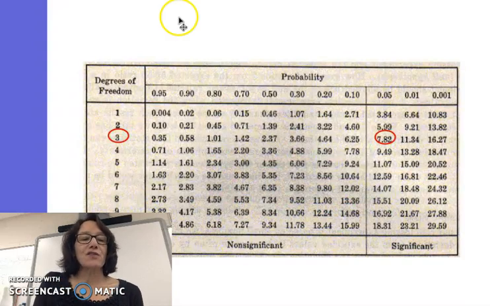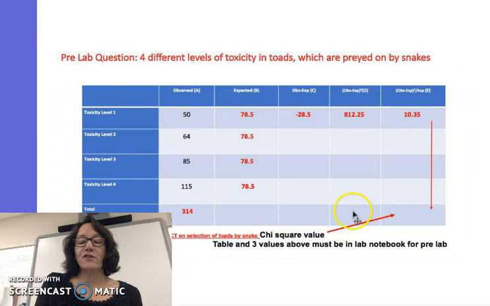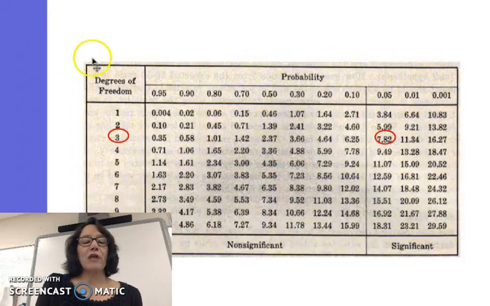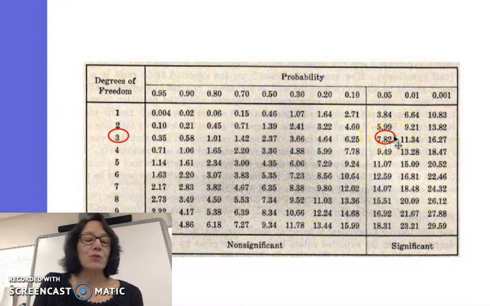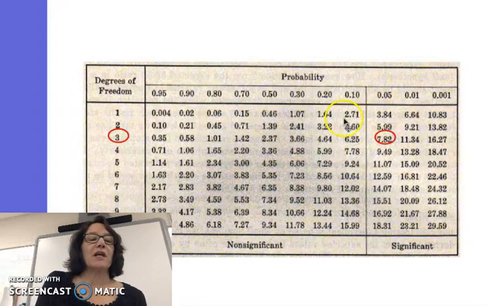So I take the chi-square value, and remember that chi-square value is the total of all of my different toxicity calculations, and I look at my 3 degrees of freedom, and as long as my chi-square value is equal to or greater than 7.82, we say that it is statistically significant.